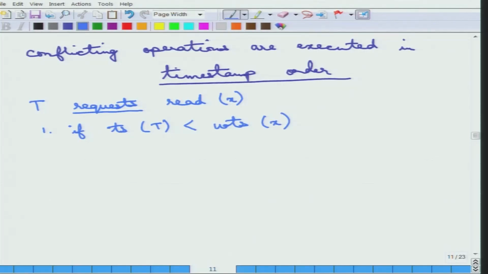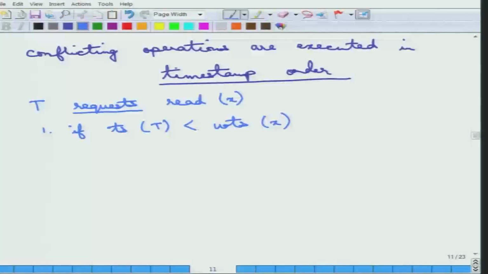The write timestamp of X is the timestamp of a transaction that has written to X, and that timestamp is greater than the timestamp of this transaction T. That means that write shouldn't have happened before this read. So this read is late: some other transaction which was supposed to write later has already written, and only now the read request for this transaction is coming. This is not correct, because if it now reads, it is going to read what has been written by the WTS of X.